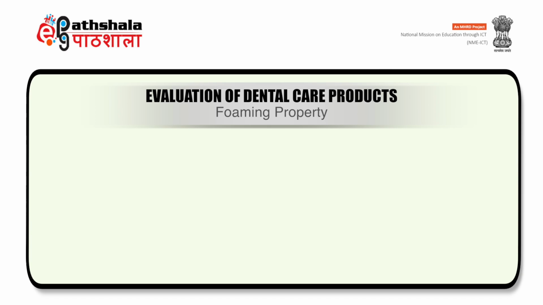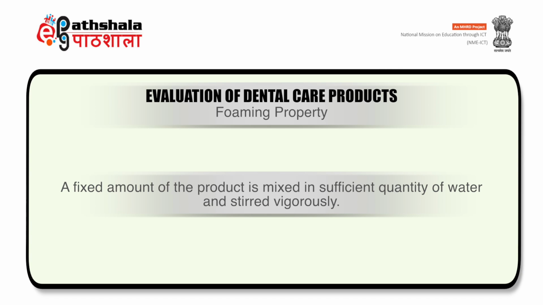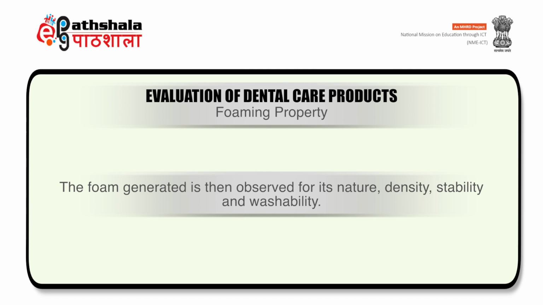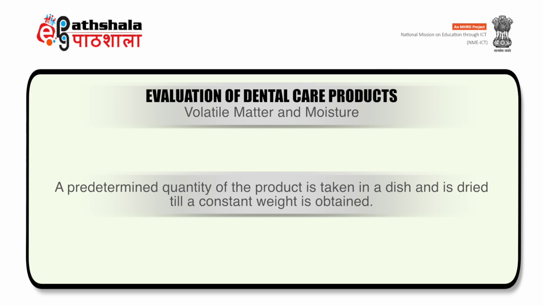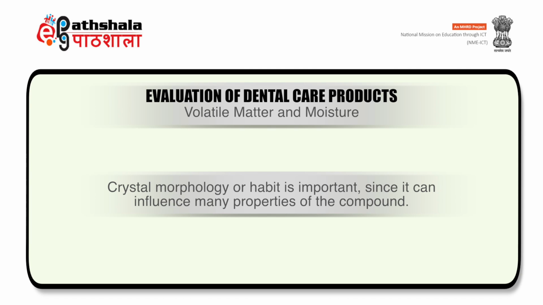Next is foaming property. For the foaming action, a fixed amount of the product is mixed in sufficient quantity of water and is stirred vigorously. And the foam generated is then observed for its nature, density, stability and washability. Next is volatile matter and moisture. A predetermined quantity of the product is taken in a dish and dried till a constant weight is obtained. Change in weight will indicate the percentage of moisture and volatile matter.